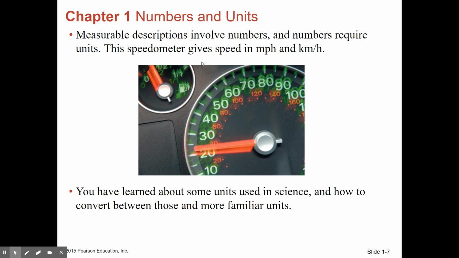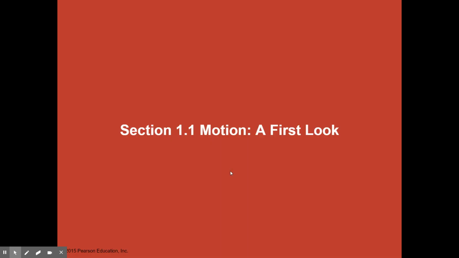We use a speedometer to measure speed. How do we measure distance? Oh, we'll use a meter stick to measure distance. And so we're going to be talking about units in science and how we can convert those, things we've kind of done already, but we're just going to continue to use those with our next topic here.